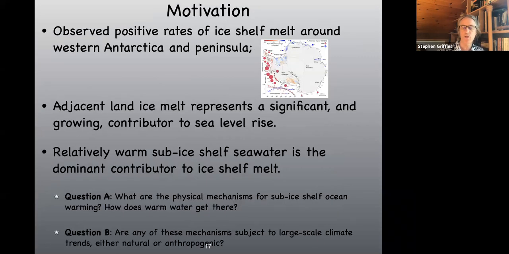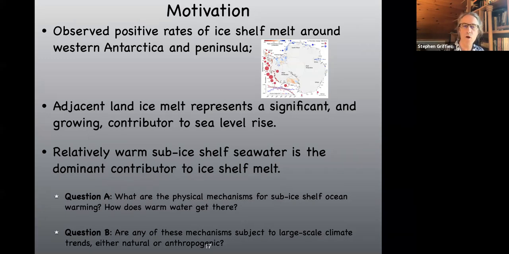So as motivation, there's a lot of melt going on around the Southern Ocean in the Antarctic shelves. This is a figure from a paper by Paolo et al., in which the red dots mean melt, and you see, especially along the western side of Antarctica, there's lots of ice shelf melt going on. When you melt the ice shelves, you can allow for more land ice to enter the ocean, and that can represent a significant and growing contributor to sea level rise.